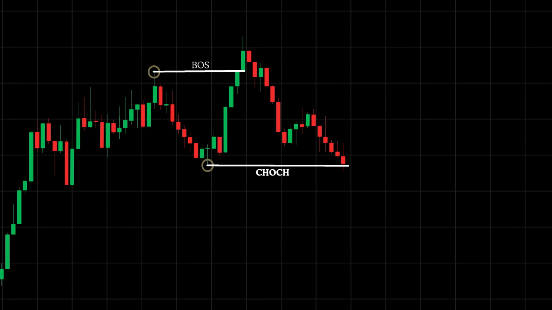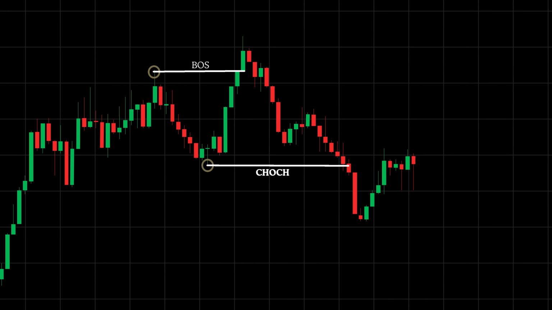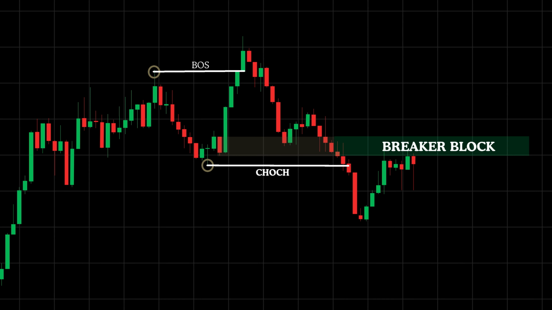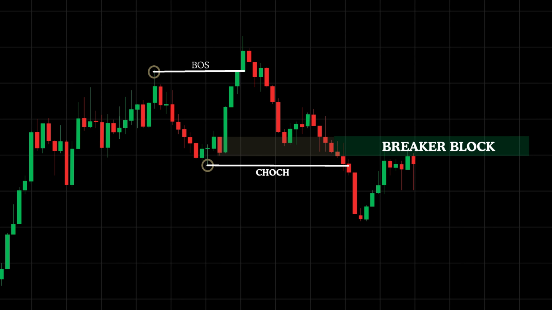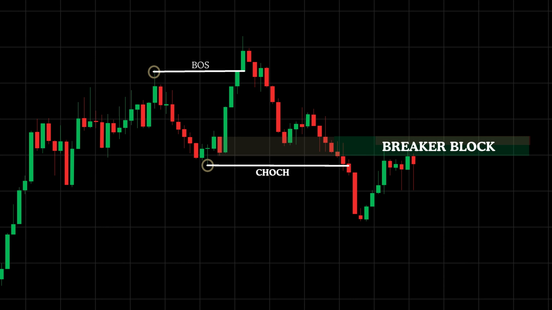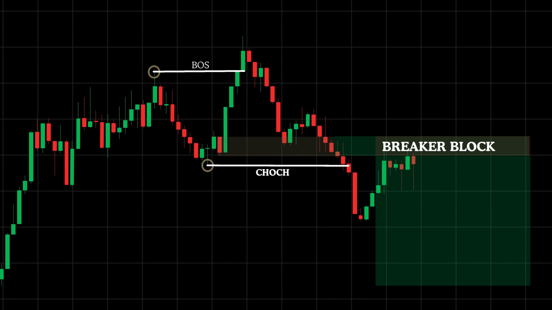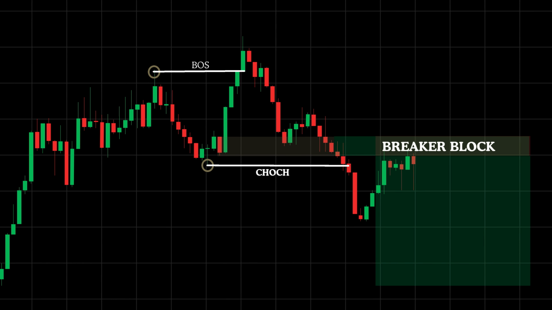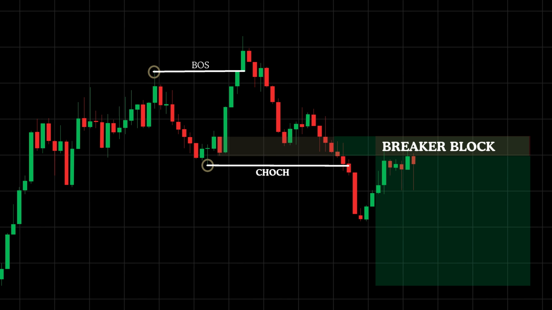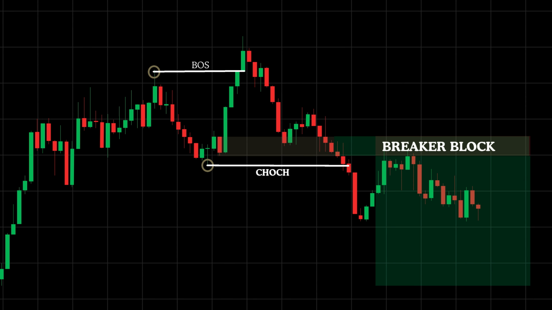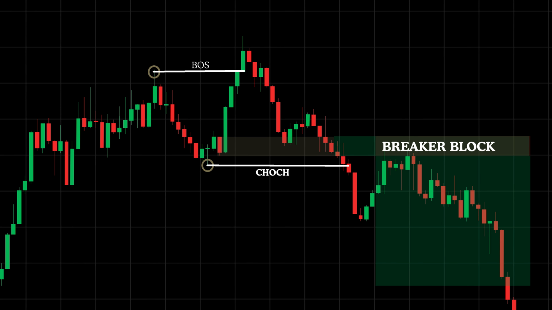Now visualize this. Price begins climbing again, but instead of continuing higher, it rejects the same level, the breaker block. That's your confirmation the market isn't pushing upward anymore, it's reversing. This is where we look for a short entry. Set your stop loss just above the breaker block, and you'll take profit at roughly twice the size of your stop, giving you a solid risk to reward ratio. Imagine this trade playing out. Price drops as expected, your target gets hit, and you lock in a clean profit. That's how smart money operates.